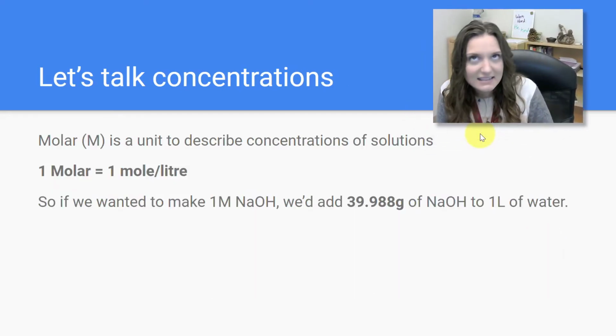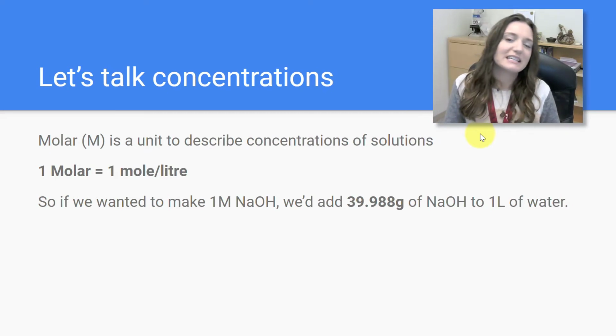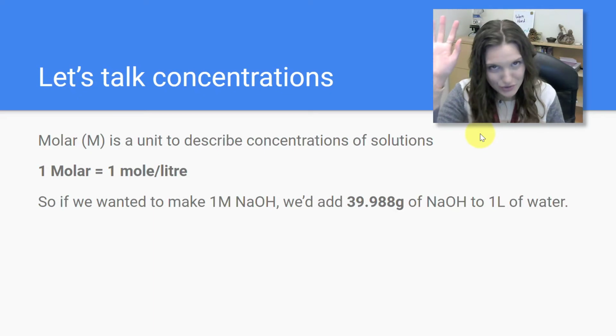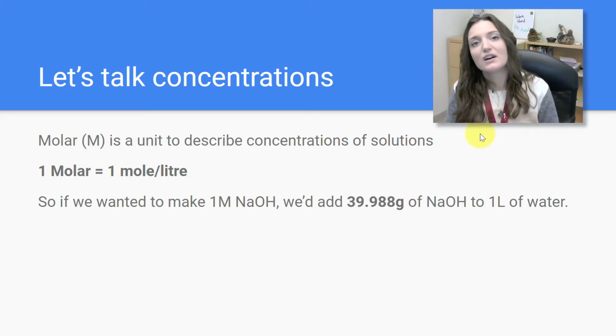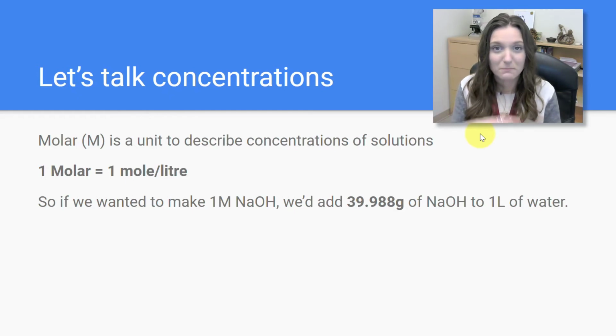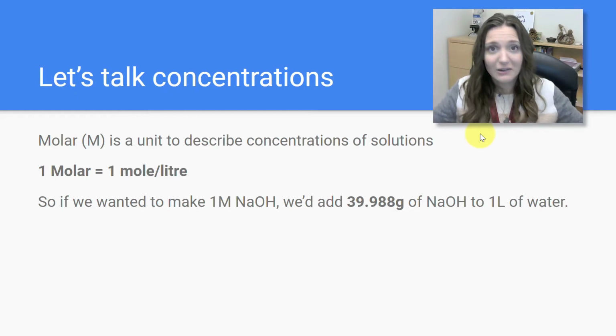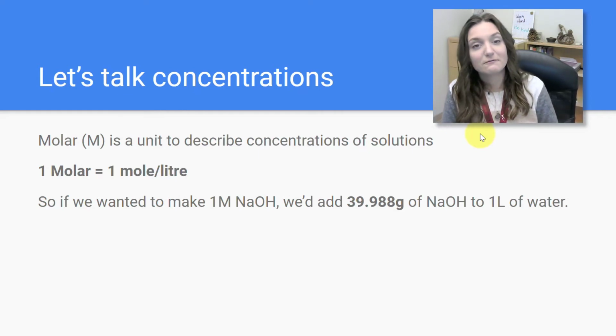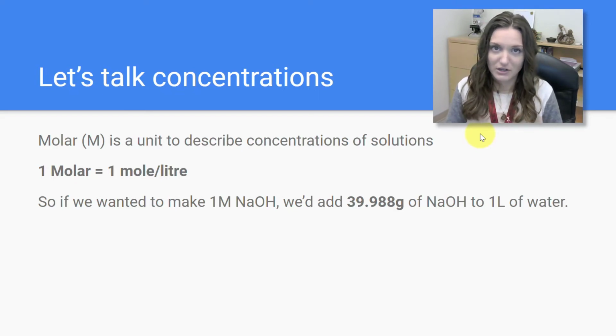The next idea is we can take that concept of a mole and use it to do concentration calculations. Concentration means how much of something we have in a solution. If there's more of that stuff in that solution, it's more concentrated. If there's less of that stuff in that solution, it's less concentrated. Molar is very common when we're talking about concentrations, especially when we're dissolving something in water.